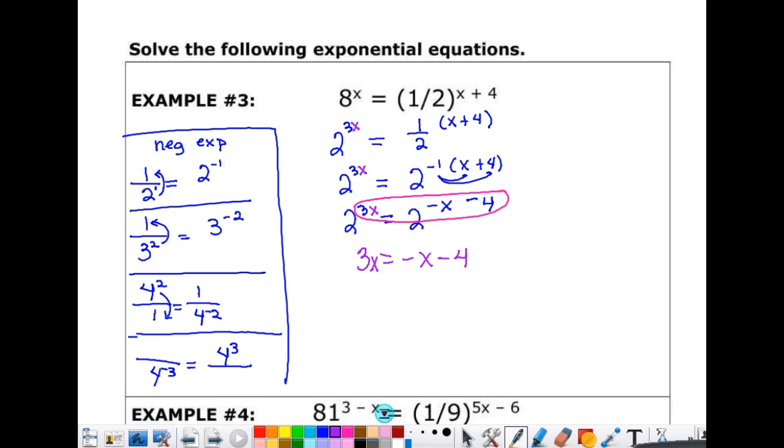I don't want to say add x because I don't want somebody to say plus x. Now what do I do? Oh, I see what you're saying. You're saying add x here. Sorry. Okay. So now we have 4x equals negative 4. Good job. Divide by the 4, and we get negative 1.